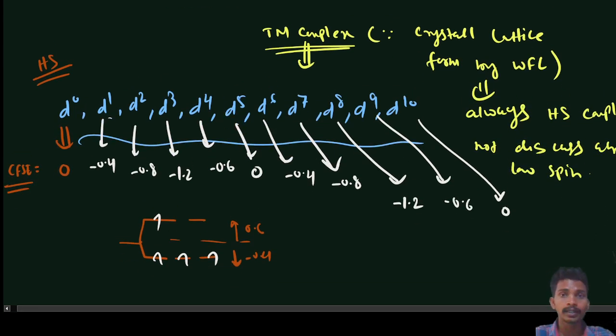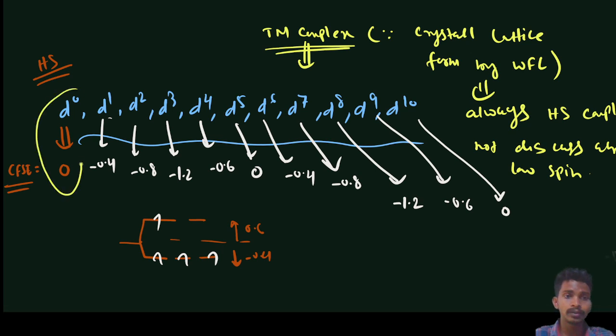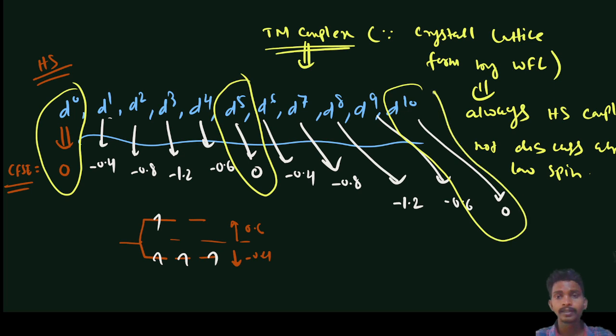So from here we notice that for d0, d5 and d10, the CFSE is 0. Also, for the d3 case, you see that the CFSE is highest. Then it decreases again, so in this case and the d8 case the CFSE is highest, and in this case the CFSE is the lowest.